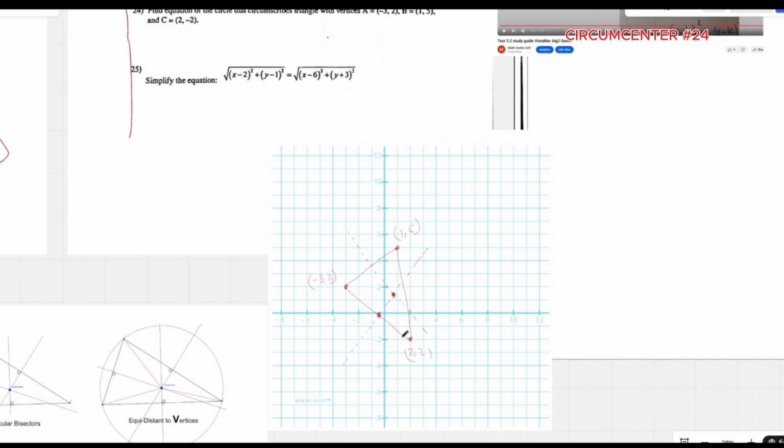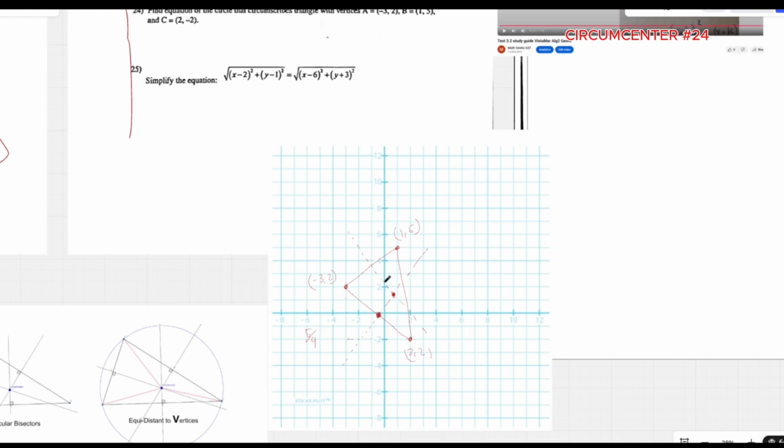To get this slope, I can do y2 minus y1, or I can just count it out, which is easier. So see, the rise is down 1, 2, 3, 4, so it's -4. And the run is 1, 2, 3, 4, 5. Slope of this line is -4 over 5. Therefore, the slope of this line is +5 over 4.